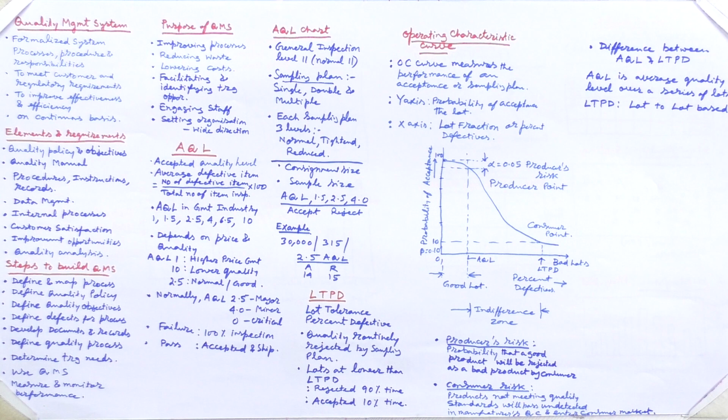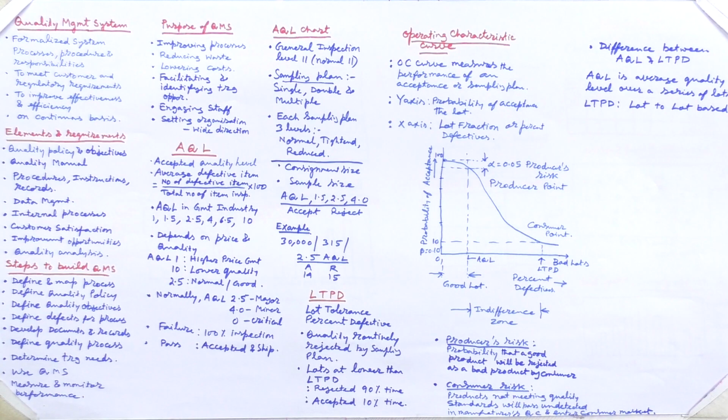The second element of requirement is the quality manual. This is a must in a quality management system. Whatever processes, policies or objectives are there, those must be documented. That documentation is very important, and those documents should be in the quality management system manual, and the manual will contain all the processes, product instructions and records. We call them standard operating procedures, operating instructions, work instructions, forms, etc.